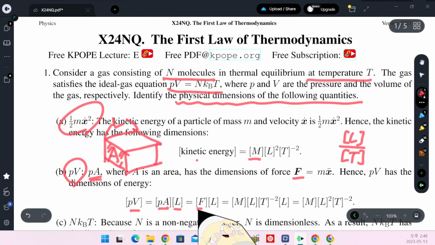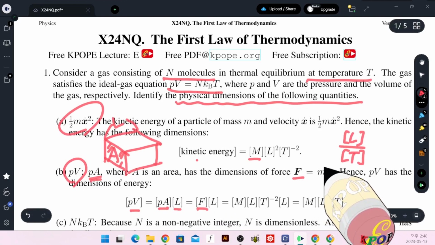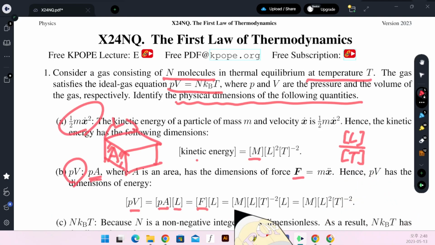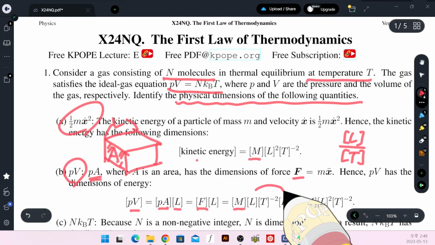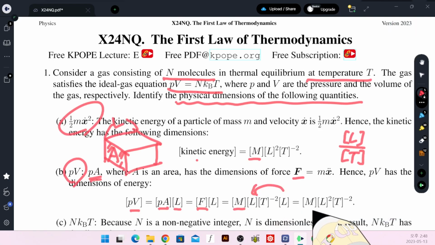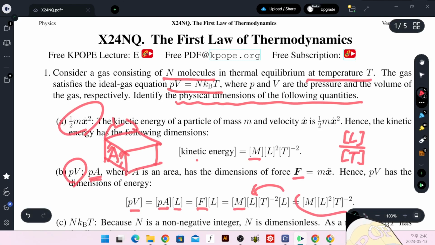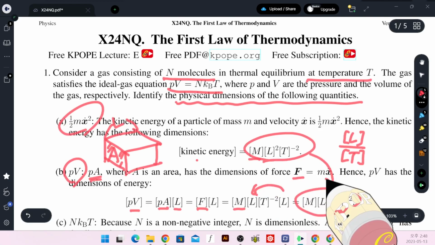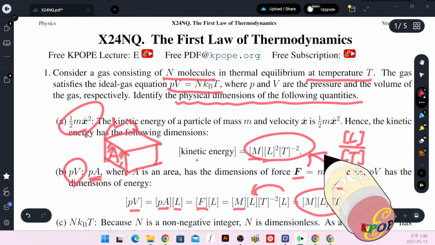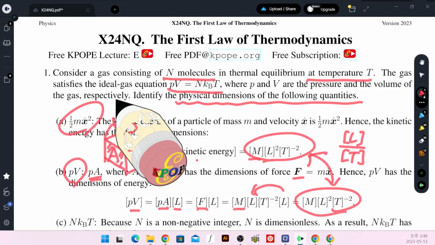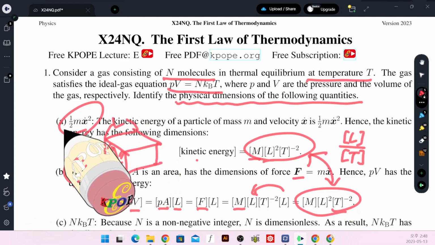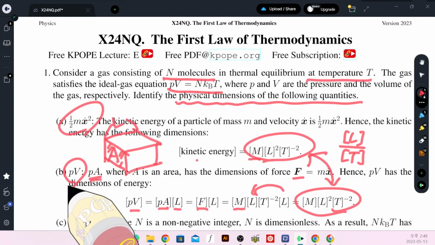And PA is a force, and force is mass times acceleration. Mass times acceleration, distance divided by time squared. And L here. Move this guy here, you'll find mass length squared divided by time squared. Oh, we find that they agree with each other. Dimensions of the kinetic energy, dimensions of energy, and dimensions of PV.